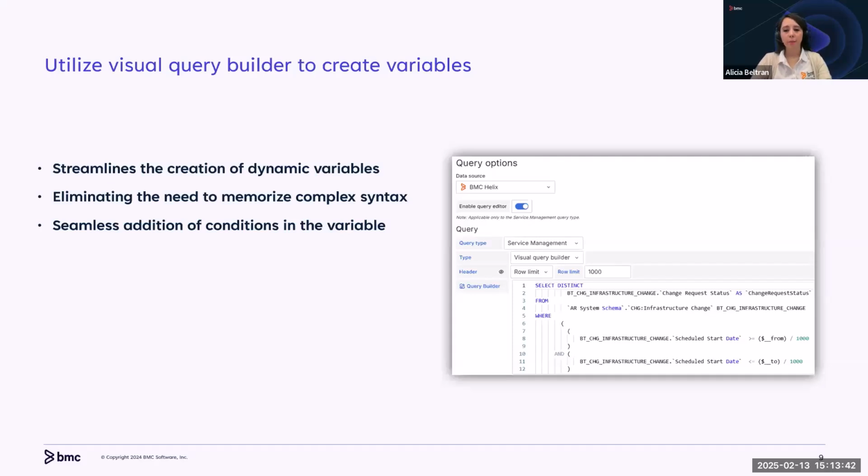When using the query variable type, use the Visual Query Builder, or the VQB, to create variables, as this helps in the creation of dynamic variables, eliminating the need to memorize complex variable syntax. It also helps with effortless addition of conditions, resulting in more efficient and user-friendly variable design.